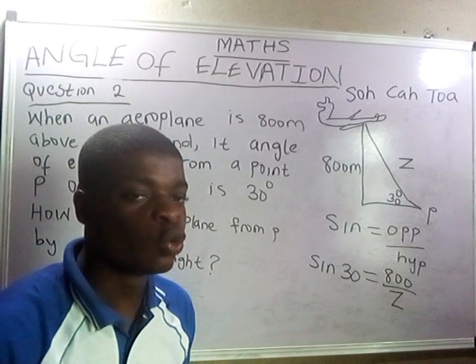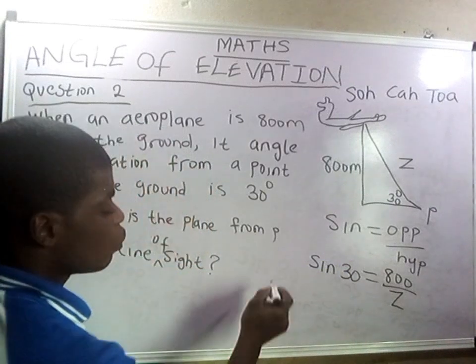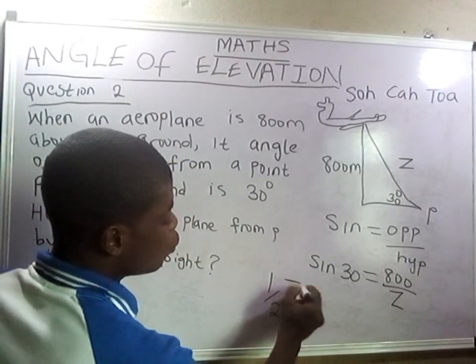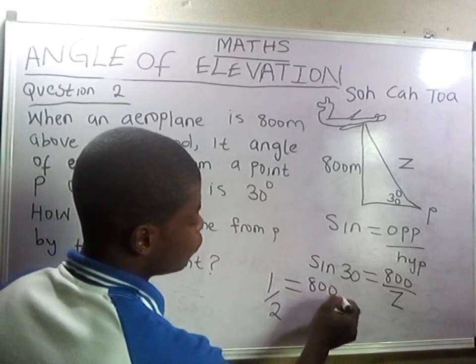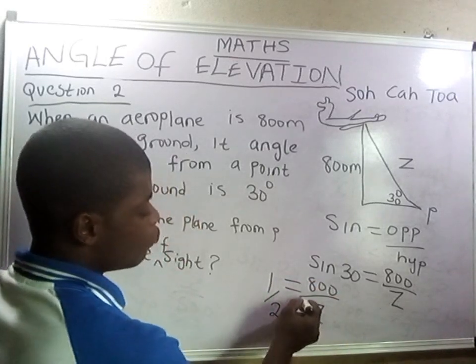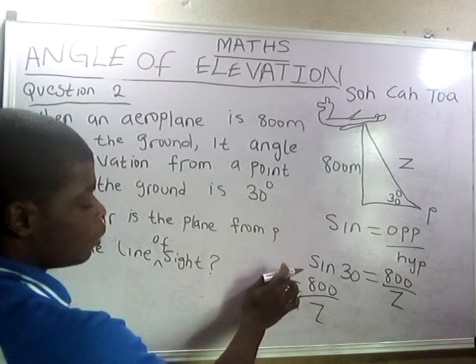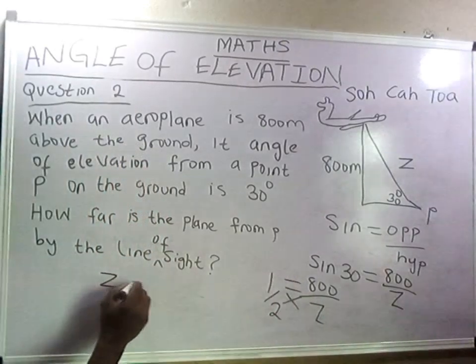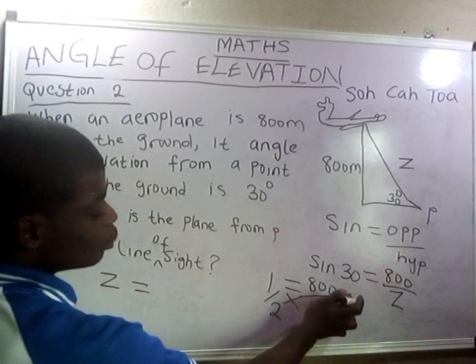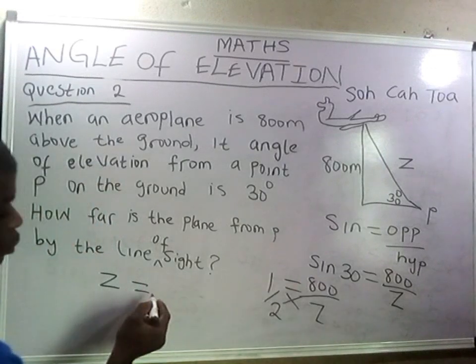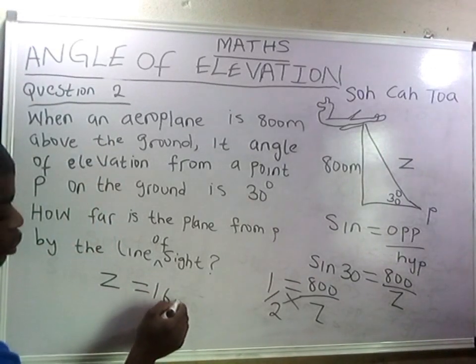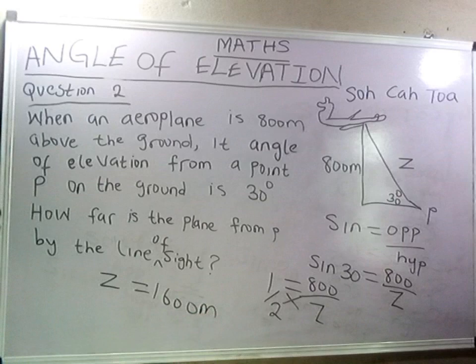Sine 30 is 1 over 2 or 0.5, so it will be 1 over 2 equals 800 divided by Z. If we cross multiply, Z times 1 is Z, equals 2 times 800, which is 1600 meters.